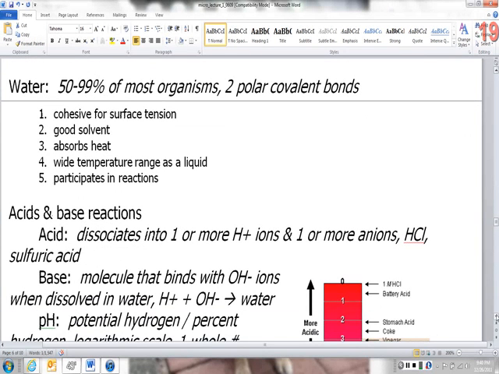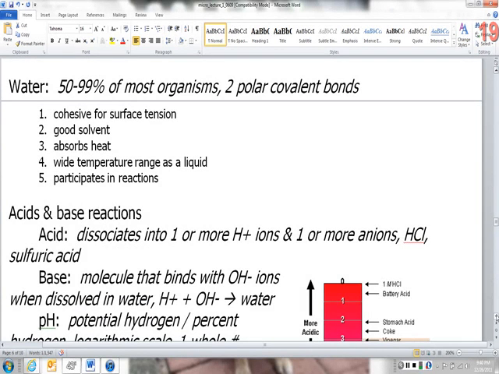Water makes up 50 to 99% of most organisms. It has two polar covalent bonds which give it several unique properties necessary for living organisms. These bonds give it cohesiveness to hold water together and create surface tension. It is a good solvent.